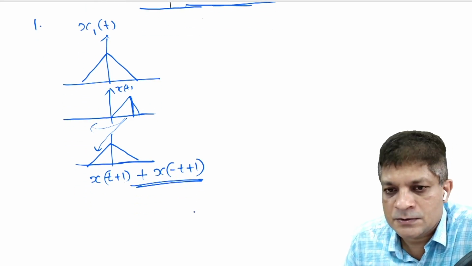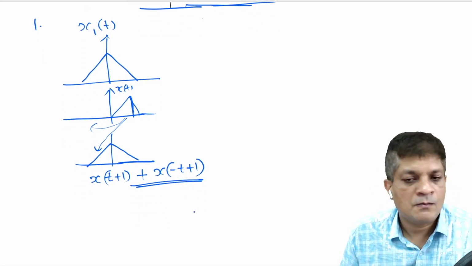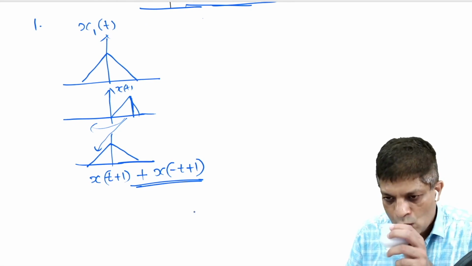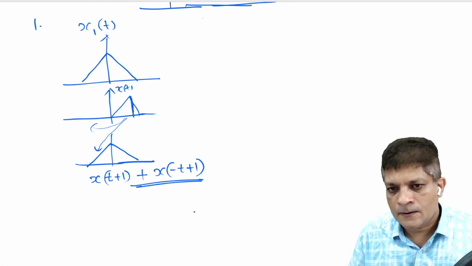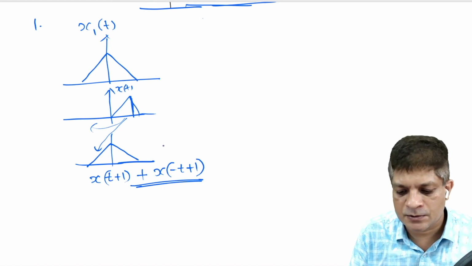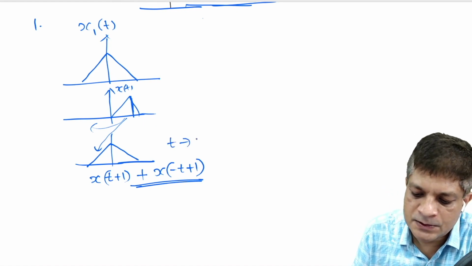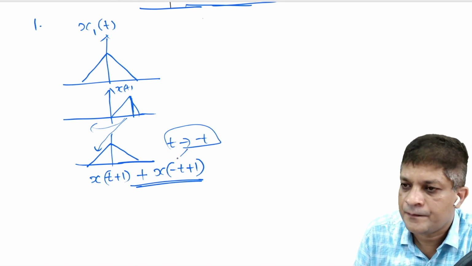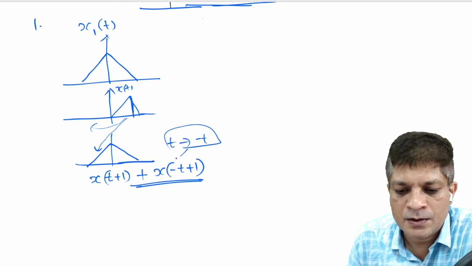Is it -t+1 or -t-1? So -t+1. It is -t+1 because the reflection operation is that you have to replace t with -t. Okay, now you can try the other parts.